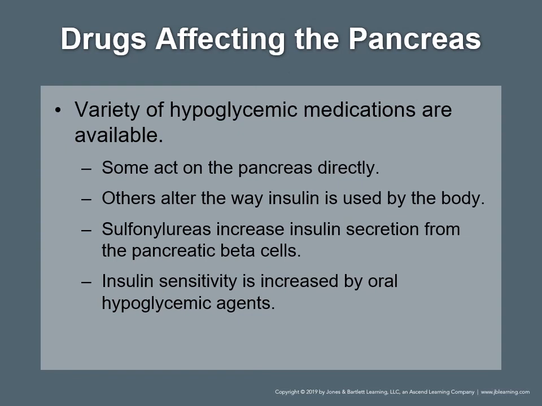Drugs affecting the pancreas. A variety of hypoglycemic medications are available. Others may not act on the pancreas directly, but may alter the way insulin is used in the body. In the absence of pancreatic function, patients may take insulin injections. Sulfonylureas increase insulin secretion from the pancreatic beta cells. These are effective only if patients have residual beta cell function. Insulin sensitivity is increased by oral hypoglycemic agents.